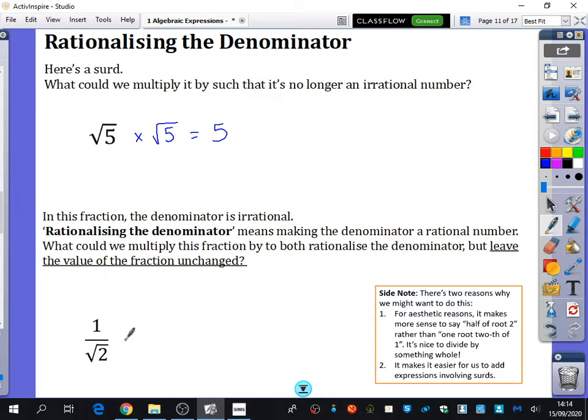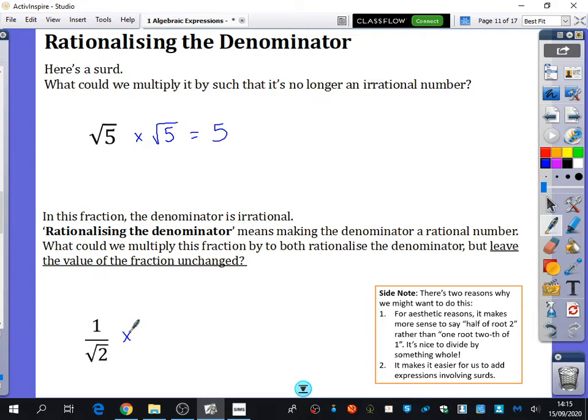I've got a fraction down here and the denominator is irrational. Rationalizing the denominator means making the denominator a rational number. Well, what could we multiply this fraction by to both rationalize the denominator but leave the value of the fraction unchanged? So here, we made it become rational, but we also made it root 5 times bigger. It's no longer the same number. So here I need to think of what can I multiply the fraction by that won't change the size, but will rationalize the denominator. Ikram.